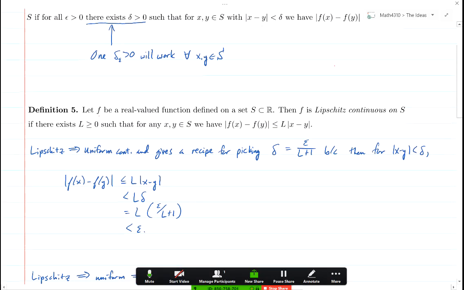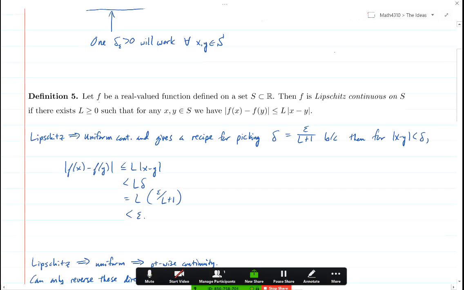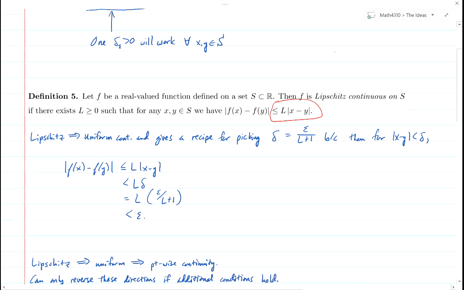Lipschitz continuity says that there's some constant L greater than or equal to 0. It might be 0 if the function was a constant function, such that for any x and y in S, and they could be really far apart, the difference in the function values is bounded. It's less than or equal to the distance between the inputs scaled by L. So if x and y get farther and farther apart, then L times absolute value of x minus y gets larger and larger. So this is not necessarily a sharp bound.